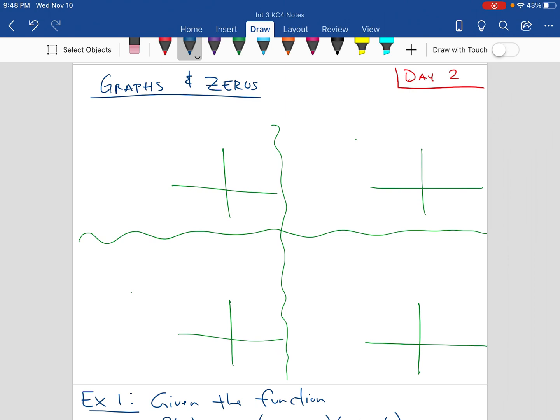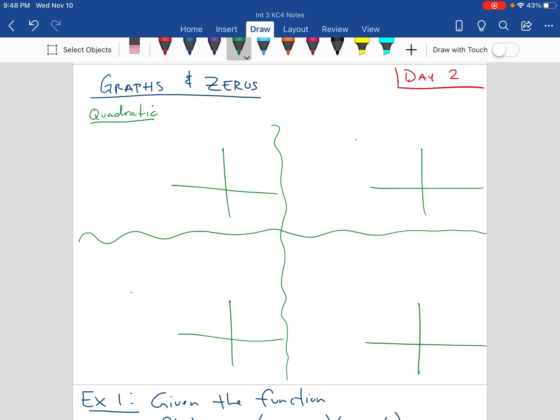Okay, so today we are going to be focusing on graphs and zeros. Okay, so we've already learned quadratic functions and cubic functions. We haven't really looked into quartic or quintic functions, but that's what we're going to do today. Okay, so first one is quadratic functions.